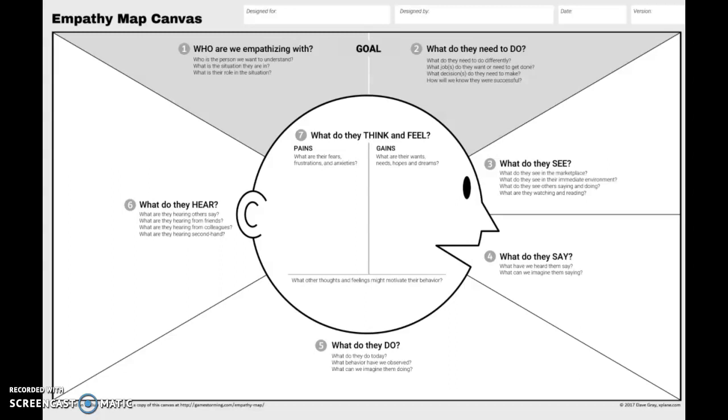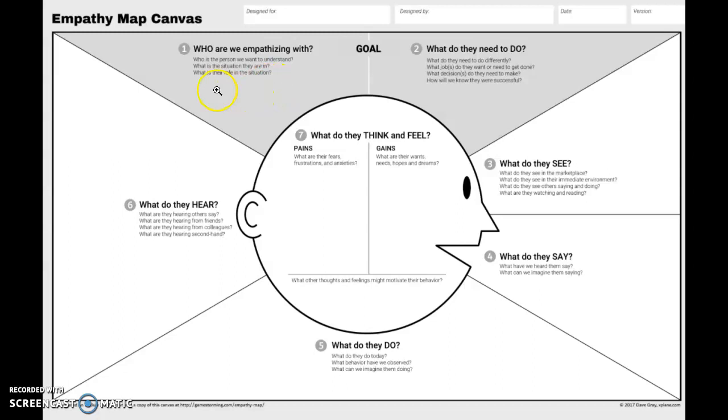I'm going to go through the basic instructions and then let you know the modifications we're using for the integration exercise for the ABCs to NVC course. So the idea behind an empathy map is to empathize with somebody else. In this case, we're going to be doing one for ourselves and one for the other or group of others that have happened in a conflict situation.